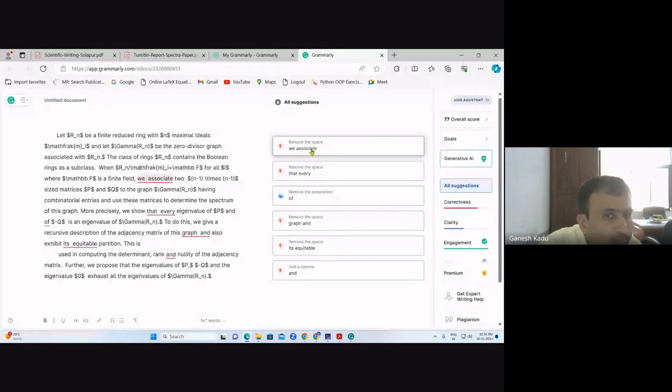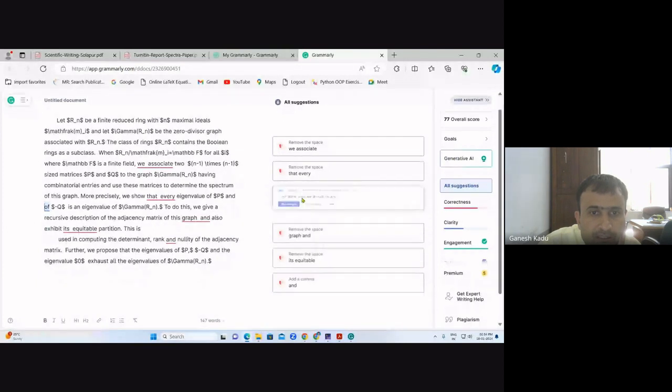So there is maybe more space, but the thing is that this is LaTeX code. I'm doing it in LaTeX, and so space is never an issue, because it automatically takes the ideal amount of space, so you don't have to bother about this. Similarly, the second suggestion is to remove the space.